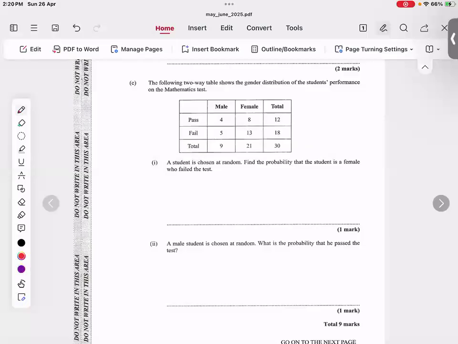So it is saying that 4 males passed, 8 females passed, total persons passed is 12. 5 males failed, 13 females failed, 18 persons failed in total. So for the males, there were 9 males that participated in the test and 21 females that participated in the test. And it was a total of 30 students. So when you get a table, people, if you're unable to interpret what the table is saying, how are you going to answer the question when they ask you?